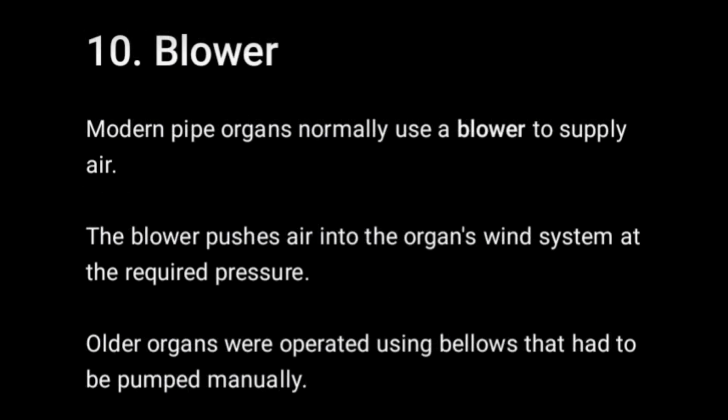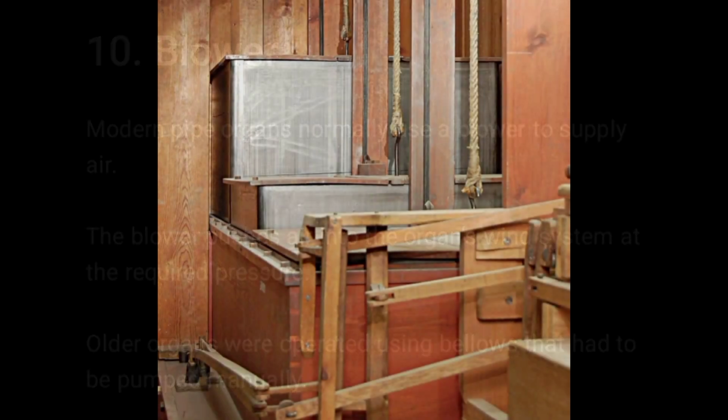Part 9. The blower. But where does all this air come from? That's the job of the blower. Modern pipe organs generally use an electric blower to supply air to the organ. The blower pushes air through the wind system at the required pressure. Before electric blowers became common, organs relied on manually operated bellows. So whenever you hear a pipe organ playing, remember that behind the music is a carefully controlled system of moving air.